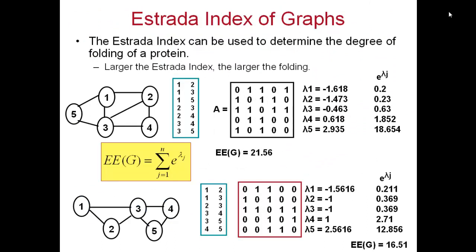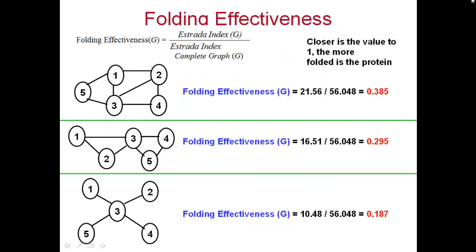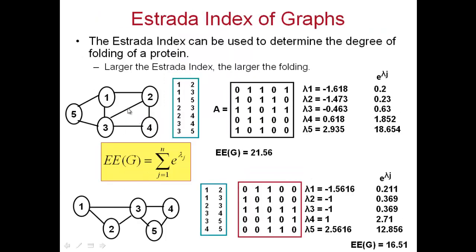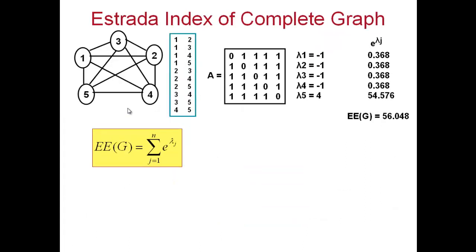So how do we make this Estrada index also independent of the number of nodes? Now, one idea is this. Since we would like to have a complete graph of the vertices, if you are given this graph of 5 vertices, try to draw a complete graph of these 5 vertices. A complete graph means a graph in which every vertex is connected to every other vertex. So 1 is connected to all the other 4 vertices, 2 is connected to all the other 4 vertices, 3 to the other 4 vertices, and so on.